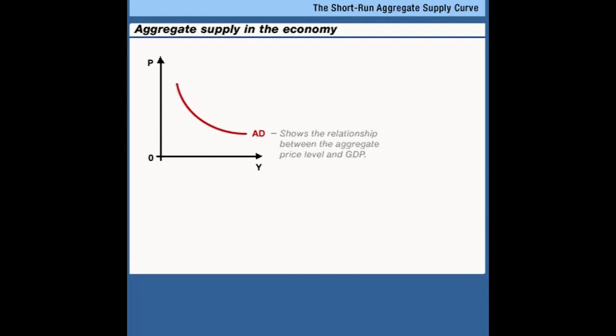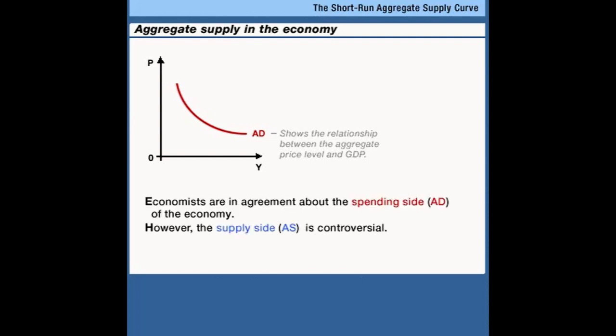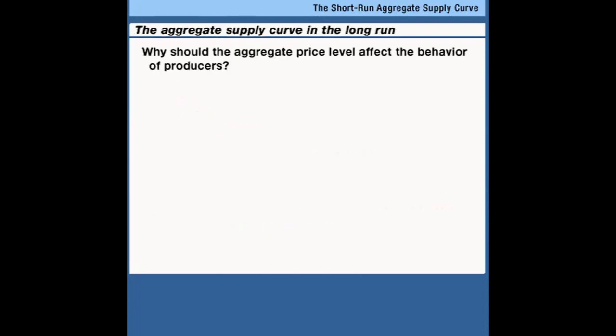And that is, while economists are pretty much in agreement about the aggregate demand curve, how spending works, the way that the price level is related to output on the supply side is controversial. In fact, there are all kinds of different theories about the aggregate supply curve. This is where economists are most likely to disagree. We start with a basic problem with aggregate supply and prices, and that's this: why should the aggregate price level affect the behavior of producers at all? After all, what producers really care about is profits, and profits depend upon their revenues and their costs.